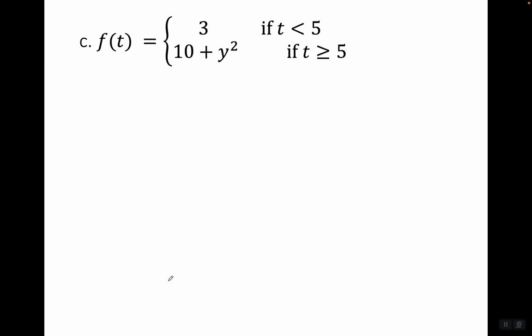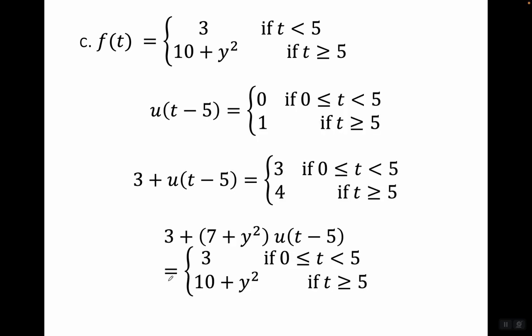How about this? Express this in terms of the Heaviside function. F of t equals 3 for t less than 5, and 10 plus y squared for t greater than or equal to 5. Okay, so u of t minus 5, again, looks like this. 3 plus u of t minus 5, we saw that a moment ago. It's going to be 3 for t between 0 and 5, and 4 for t greater than or equal to 5.